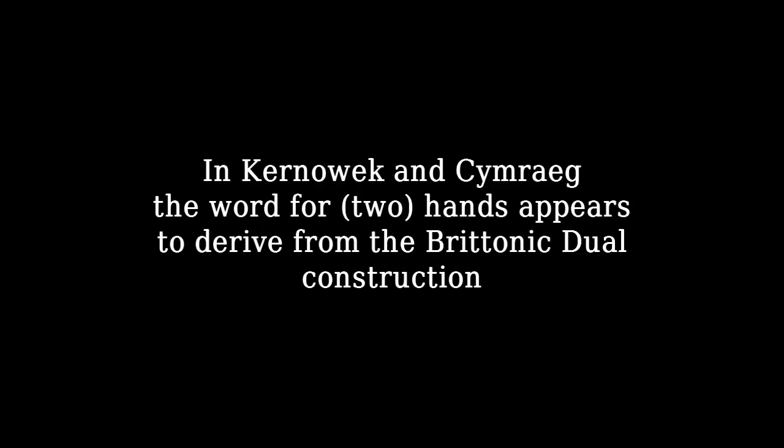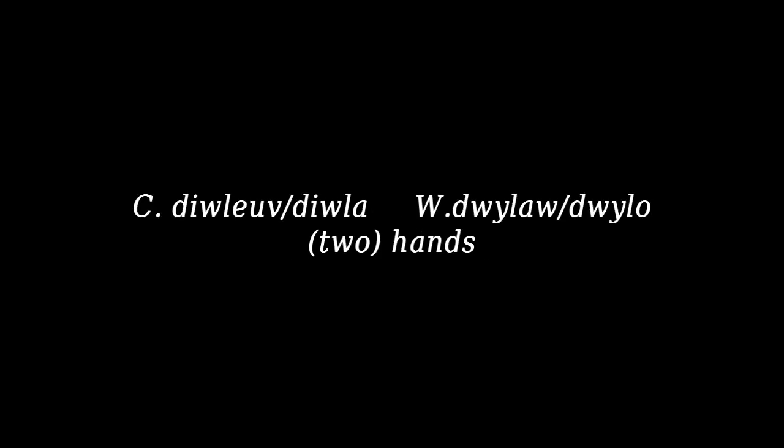Another word I was going to use is lama, and that means hand. The reason I didn't use it is because I believe that its declension is also slightly irregular. In Cernewic and Cymraeg, or Cornish and Welsh, the word for two hands, or just the word for hands in general, is created with a compound. And that compound is the feminine word for two, which is diw in Cernewic and doi in Cymraeg. So the word for hands in Cernewic is diwlewf or diwla, and in Cymraeg it's doilaw or doilo.